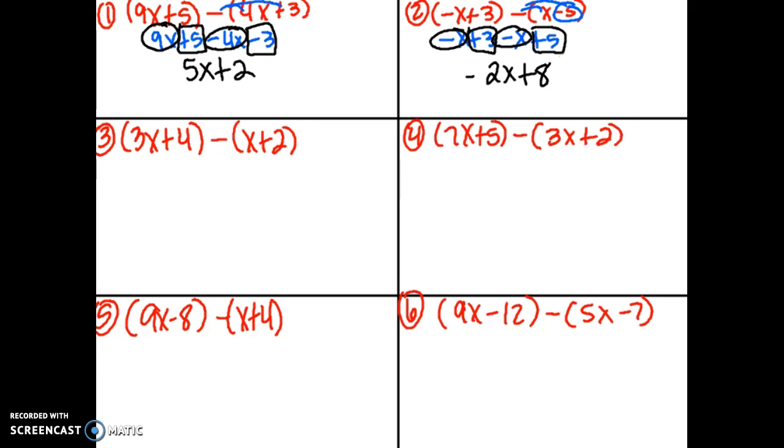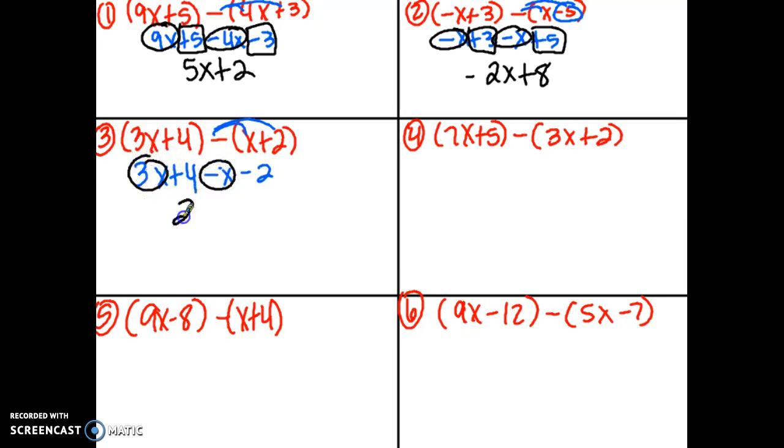Number 3, there's nothing to distribute in the first set of parentheses, so I rewrite it as 3x plus 4. I'm subtracting, so I take the opposite of everything in the second set of parentheses. The opposite of x is negative x. The opposite of 2 is negative 2. Once I've rewritten my problem without parentheses, I combine like terms.